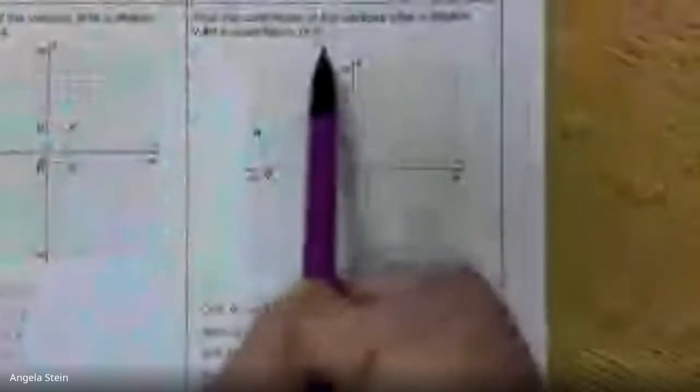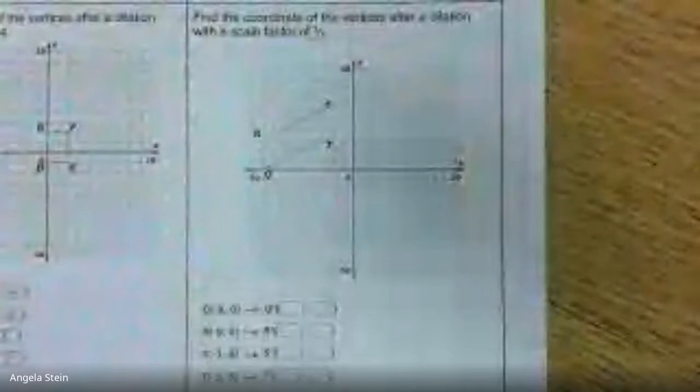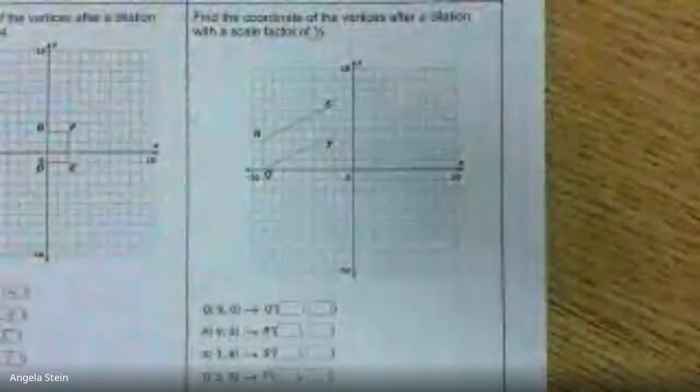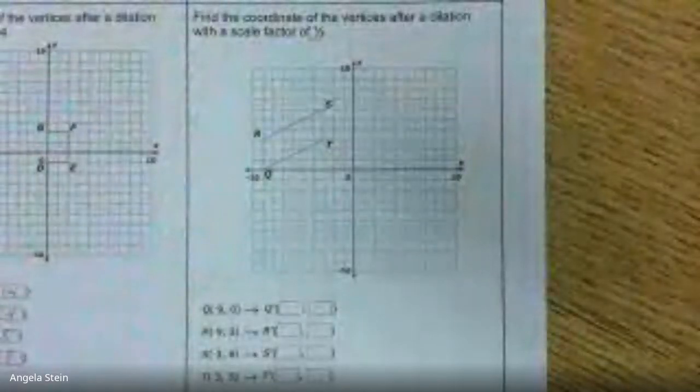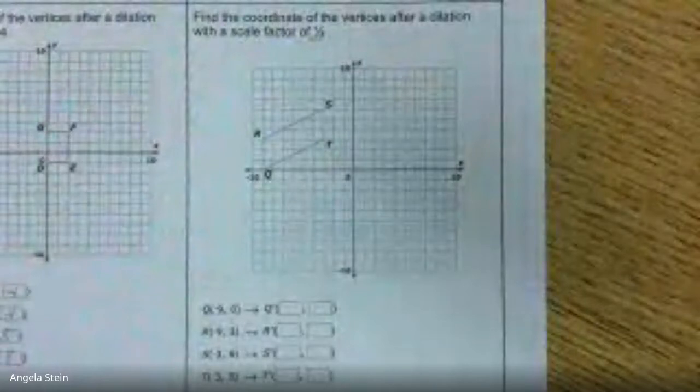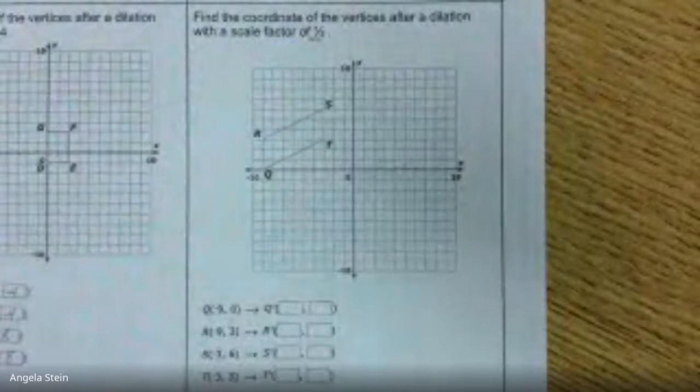So we've got one more here, and it says find the coordinates of the vertices after a dilation with a scale factor of, and you notice that says 1/3. Because it's 1/3, that's definitely smaller than 1. It means I'm less than 100%. This is actually a reduction. We're going to make it smaller. But we use the same steps. We're going to multiply every single coordinate, both x and y, by 1/3.